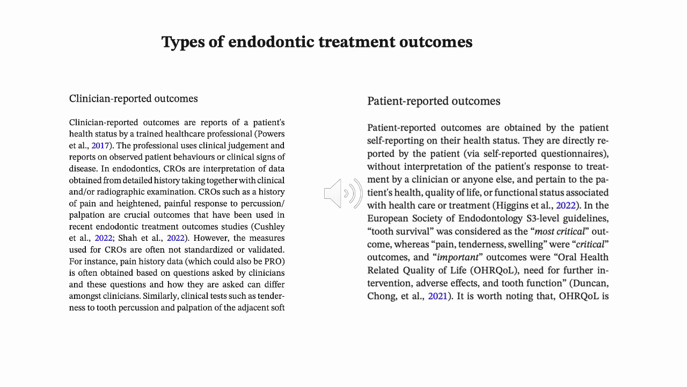In the European Society of Endodontics level guidelines, tooth survival was considered as the most critical outcome, where pain, tenderness, and swelling were critical outcomes. An important outcome was oral health-related quality of life. It is worth noting that oral health-related quality of life is generally considered the most important dental patient-reported outcome due to its direct relationship with the impact on patients for many years.